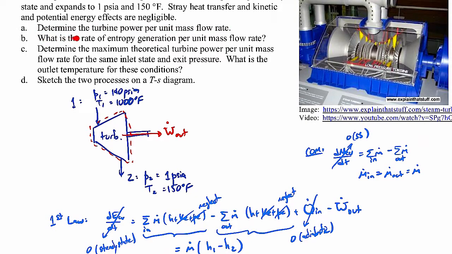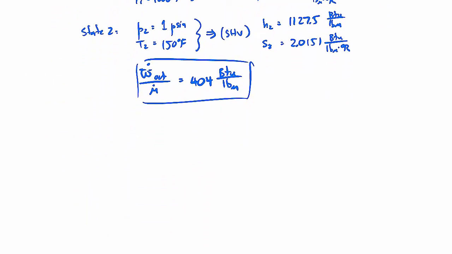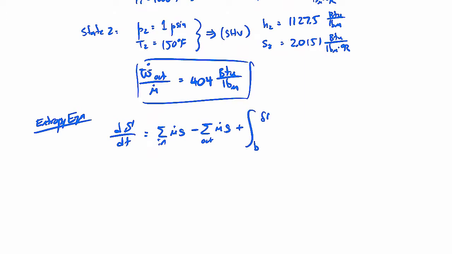Now for part B, what is the rate of entropy generation per unit mass flow rate? That's going to be the entropy equation applied to the same control volume. So we'll write that down, entropy equation. Write it out in all its glory here. Okay, so there's the entropy equation. We'll simplify that using our assumptions. First term is 0 because it's steady state.